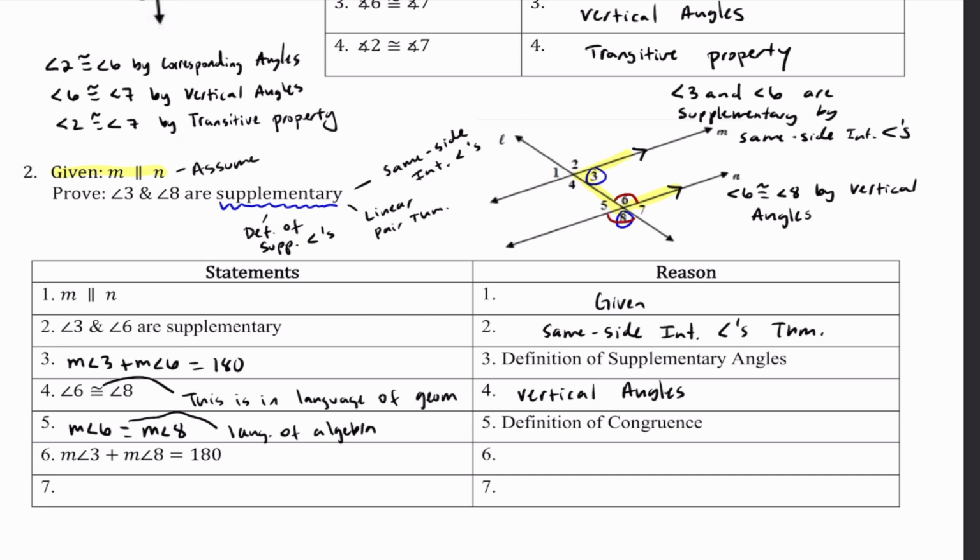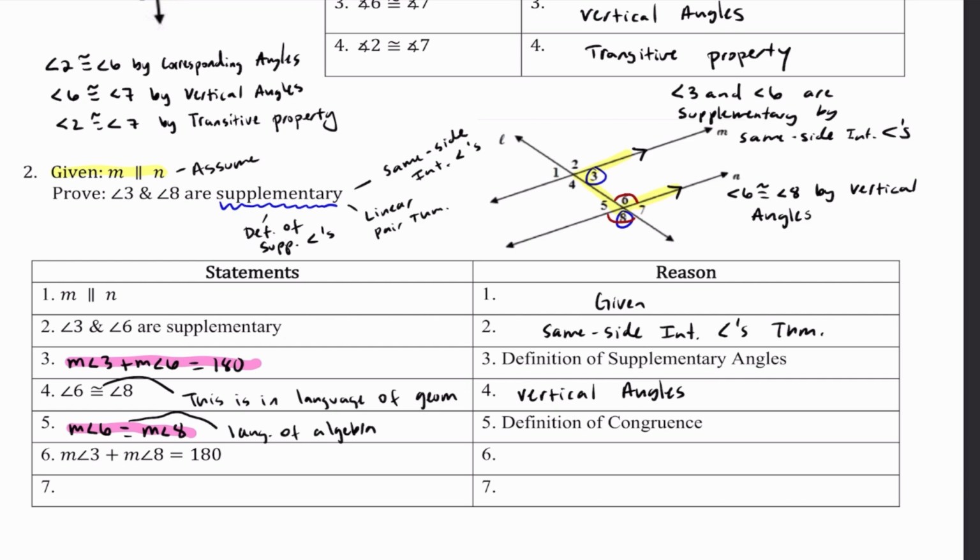Now before we jump right into statement number 6, we need to keep statement number 3 and statement number 5 in mind. Statement number 3 says that the measure of angle 3 plus the measure of angle 6 is equal to 180 degrees. And number 5 says measure angle 6 is equal to the measure of angle 8. So let's read what statement number 6 says. The measure of angle 3 plus the measure of angle 8 is equal to 180 degrees.